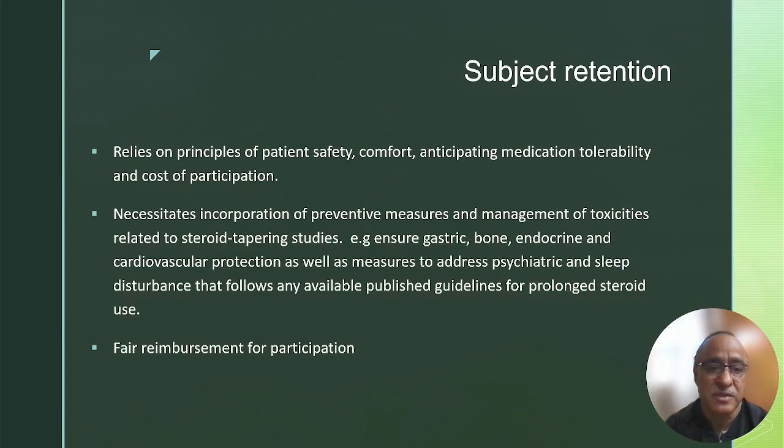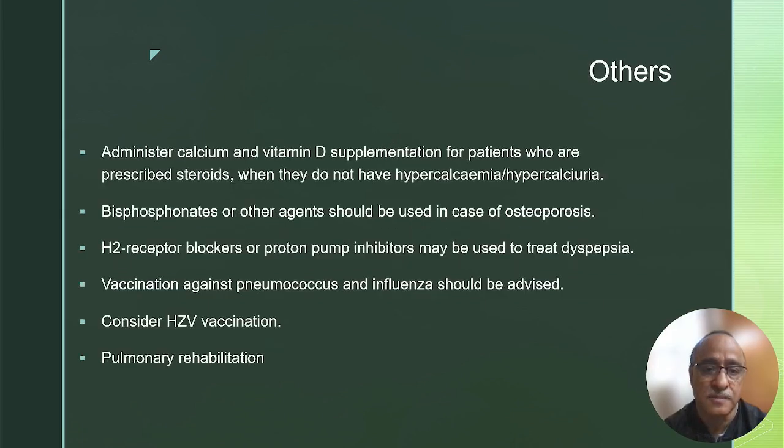Another issue is subject retention in clinical trials, which basically relies on principles of patient safety, comfort, and anticipating medication tolerability and cost of participation. It necessitates incorporation of preventive measures and management of toxicities related to the drugs that we give. For example, in case of steroids, ensure gastric, bone, endocrine, and cardiovascular protection, as well as measures to address psychiatric and sleep disturbances, following any available published guideline for prolonged steroid use. There's got to be a fair reimbursement for participation, because they may not have access to care. They're generally of a lower socioeconomic status, so they lose work, and that has got to be recompensed once they are actually involved in a clinical trial.